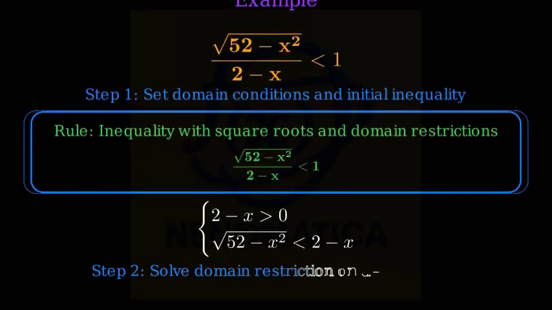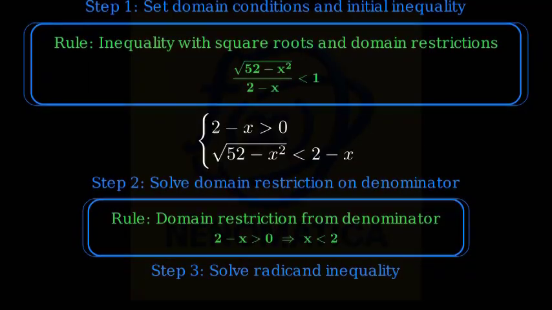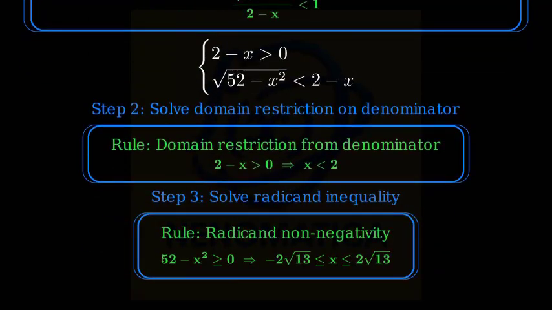Step 2. From 2 minus x greater than 0, we get x less than 2. Step 3. The radicand must be non-negative. So 52 minus x squared is greater than or equal to 0, which means x is between -2 root 13 and +2 root 13 inclusive.